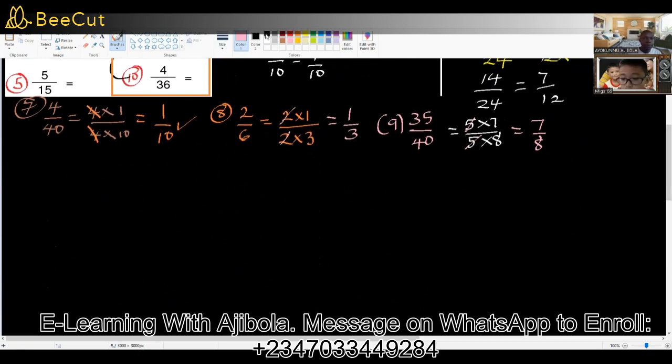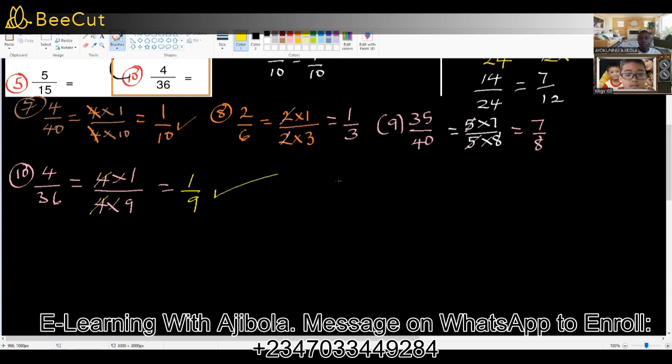For number 10, we have 4 divided by 36, okay? And that is 4 times 1 is 4, and 4 times 9 is 36. So once your 4 cancels the 4 at the top and bottom, then you have 1/9. Is that clear now? Fine.